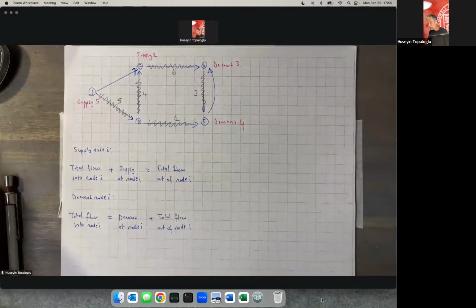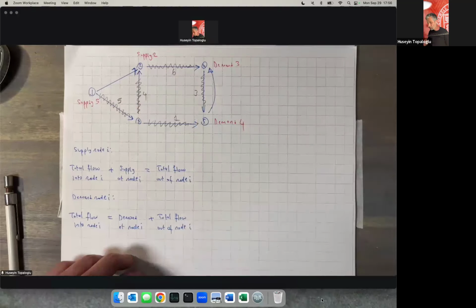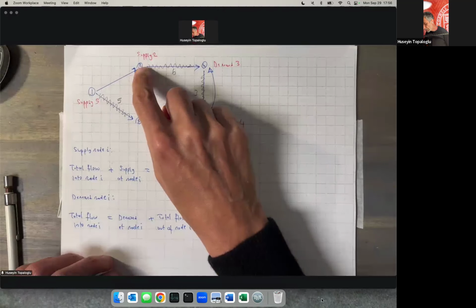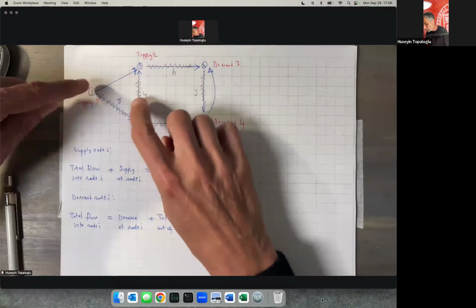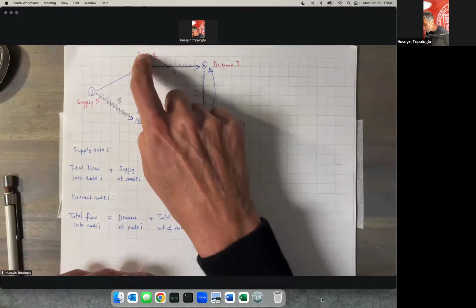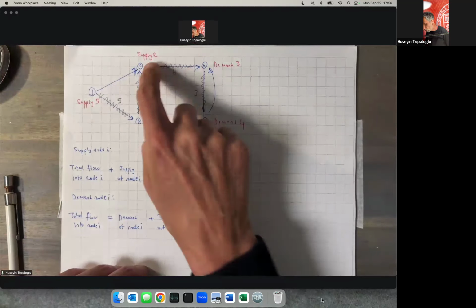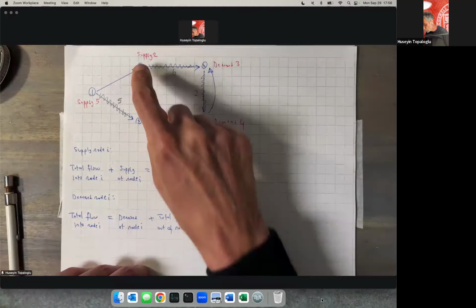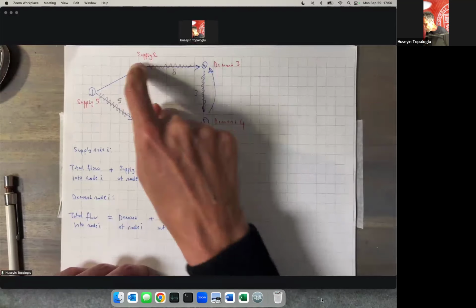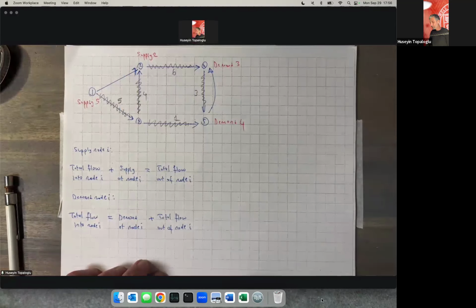So these are the constraints that we should be writing for our supply nodes and for our demand nodes. Let's say it again. Let's take this supply node. The constraint that I need to write for supply node I is the total flow into supply node I plus the supply at supply node I should be equal to the total flow out of supply node I.